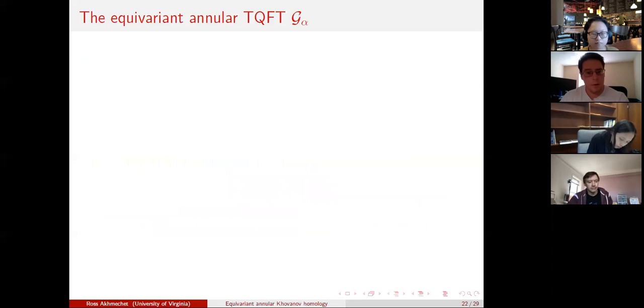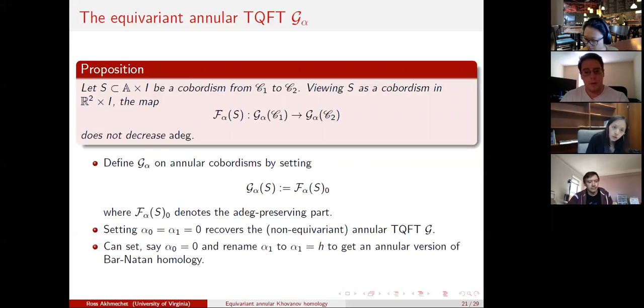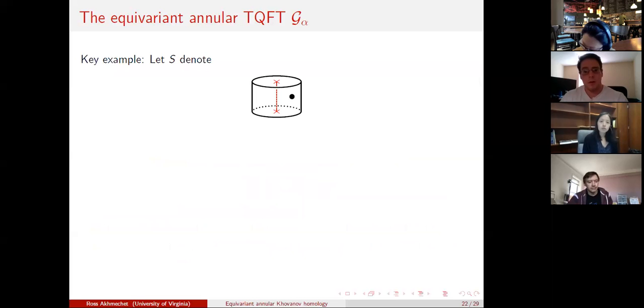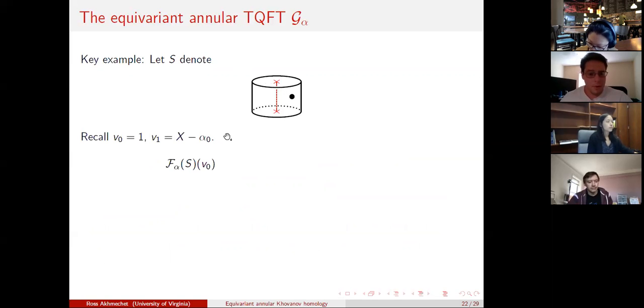Okay, so I'm not going to do the calculations for this proposition, of course, but I want to give the key examples. This is really the cobordism you want to look at. We'll let S denote this cobordism, so it's a product on an essential circle with a single dot. And recall the notation I'm using, V null, V1. So I'm going to compute what G alpha does to this cobordism.